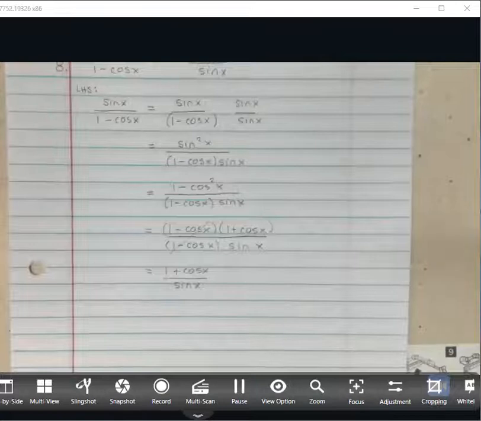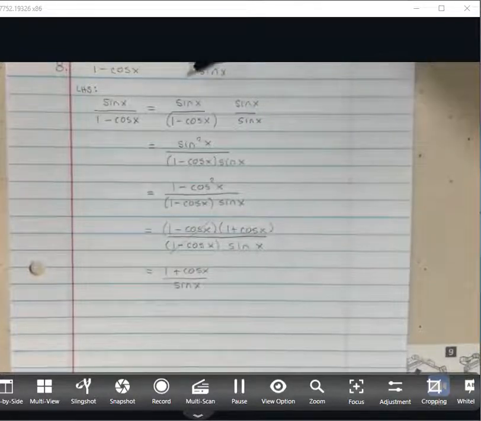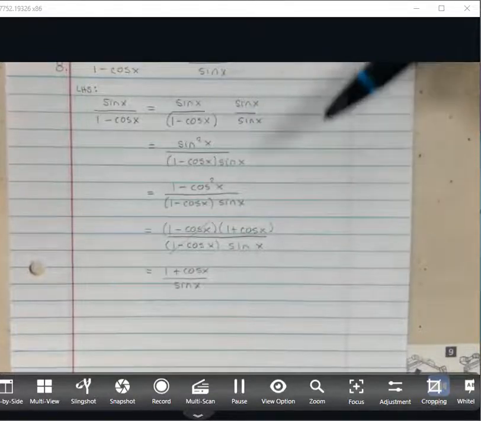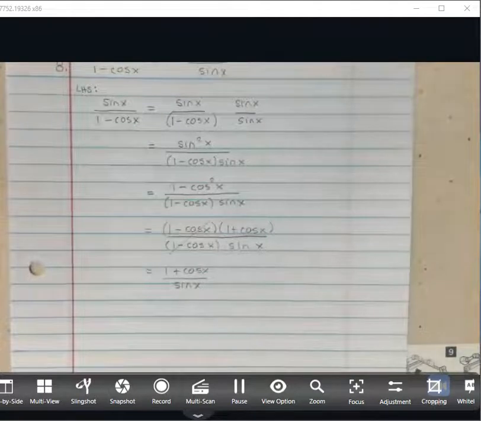And you see, if I started with this side, I'd have done kind of the same deal. I would have seen a sine here and I see I want cosines. So I would multiply top and bottom by the sine of x, replace the sine squared with 1 minus cosine squared, and factor as the difference of squares.